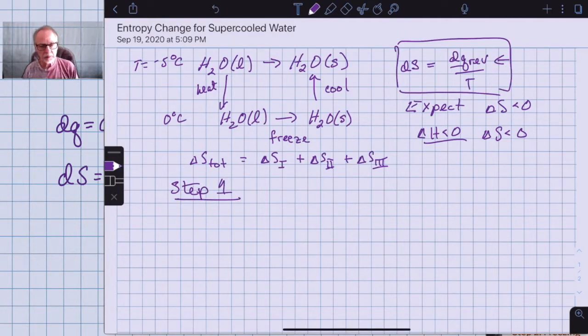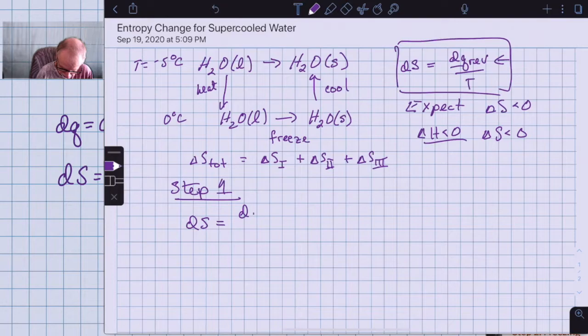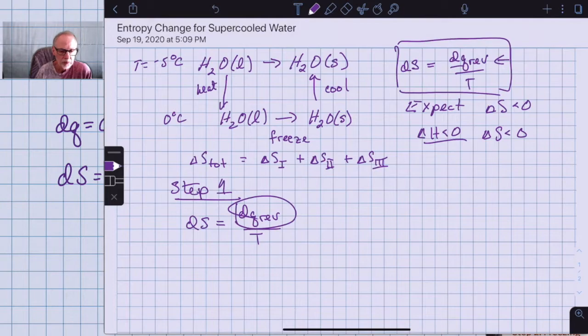All right, step one involves heating the liquid. So how do I calculate the entropy change for heating something? All right, so we'll go back to our definition here for the reversible process. Okay, and we have to ask, what's dq going to be equal to when we have a heating process?